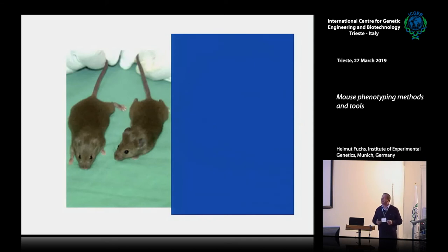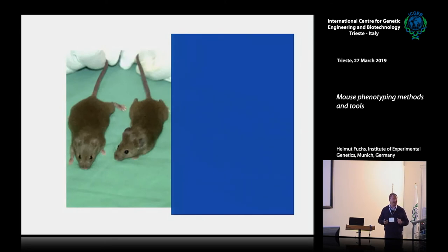Is there some shorter length? No, not really. The problem is also to take a picture like this. You need age-matched animals, and it's not so easy to find exactly a mouse which is the same age and comparable in size. This is not the case in this mutant.